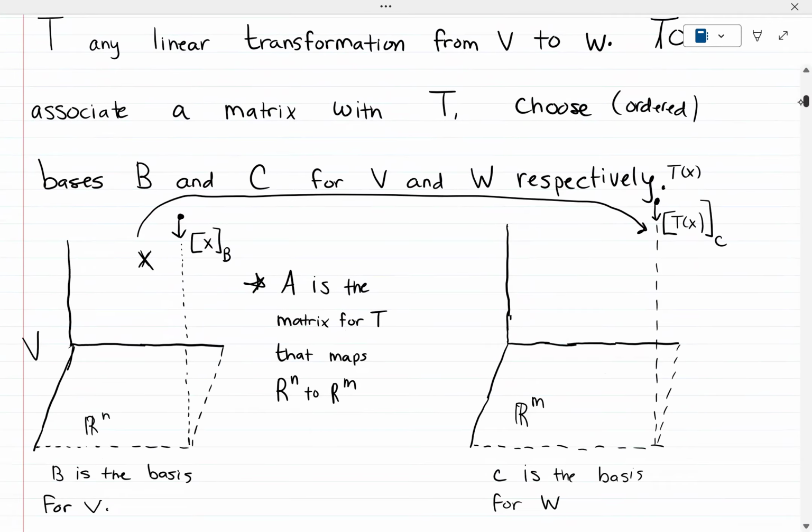So here's an example of a linear transformation. The matrix A is the matrix for T that maps Rn to Rm. So this is Rn and then this is Rm. B is the basis for V, and C is the new basis for W. Let's do an example. This sounds confusing, but once you do an example, it actually makes sense.